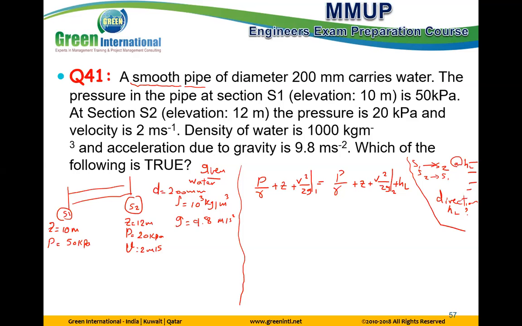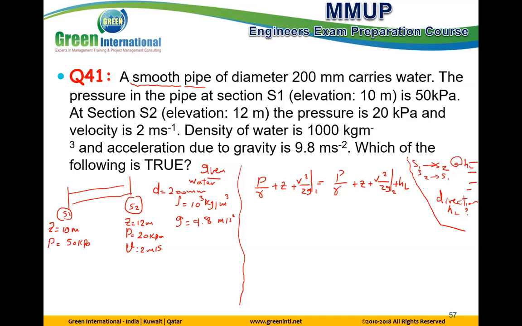Direction is towards S2? From S1? No, S2 to S1, due to gravity. Why S2 to S1? Due to gravity, from 12 meter to 10 meter, the elevation is more here and less here. Yeah, actually it is correct, but in this case it's only one variable effect.